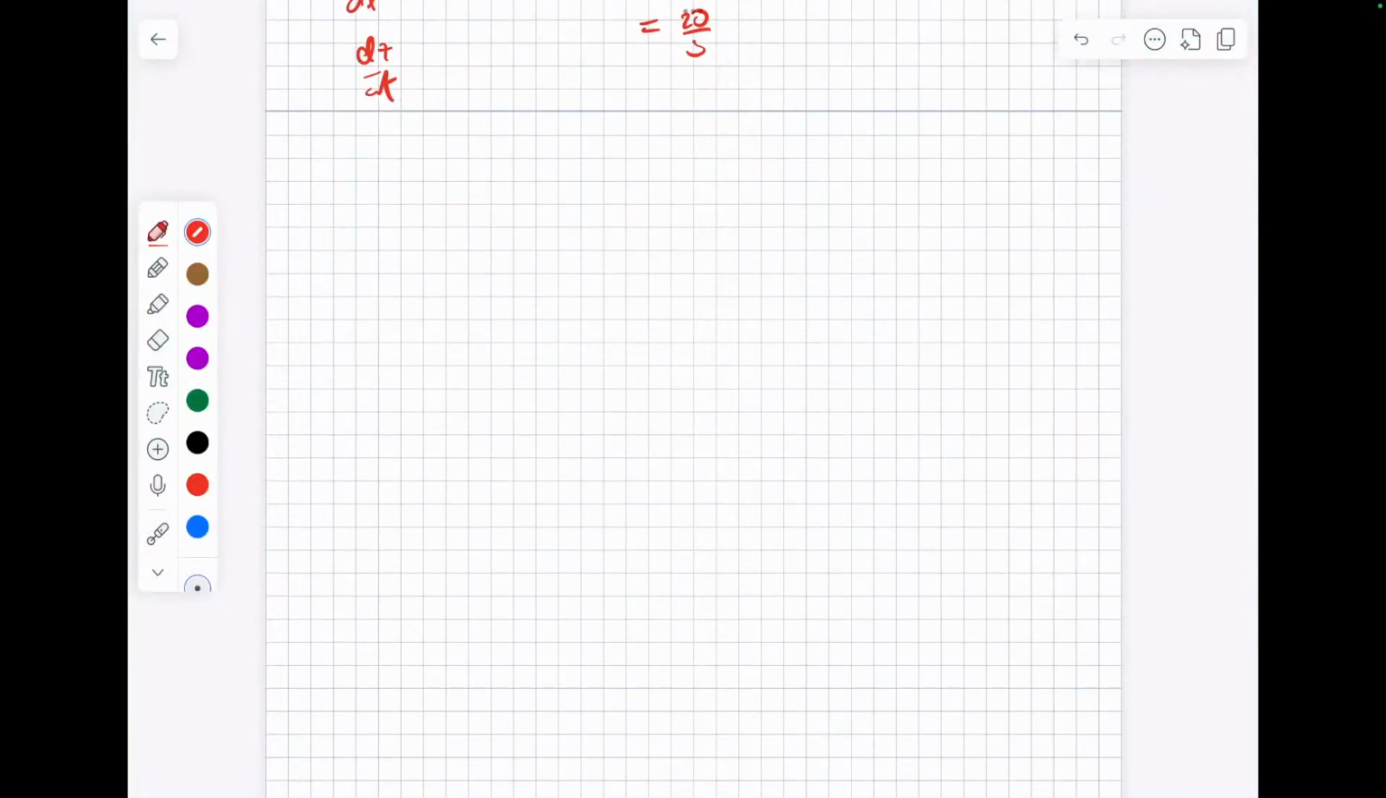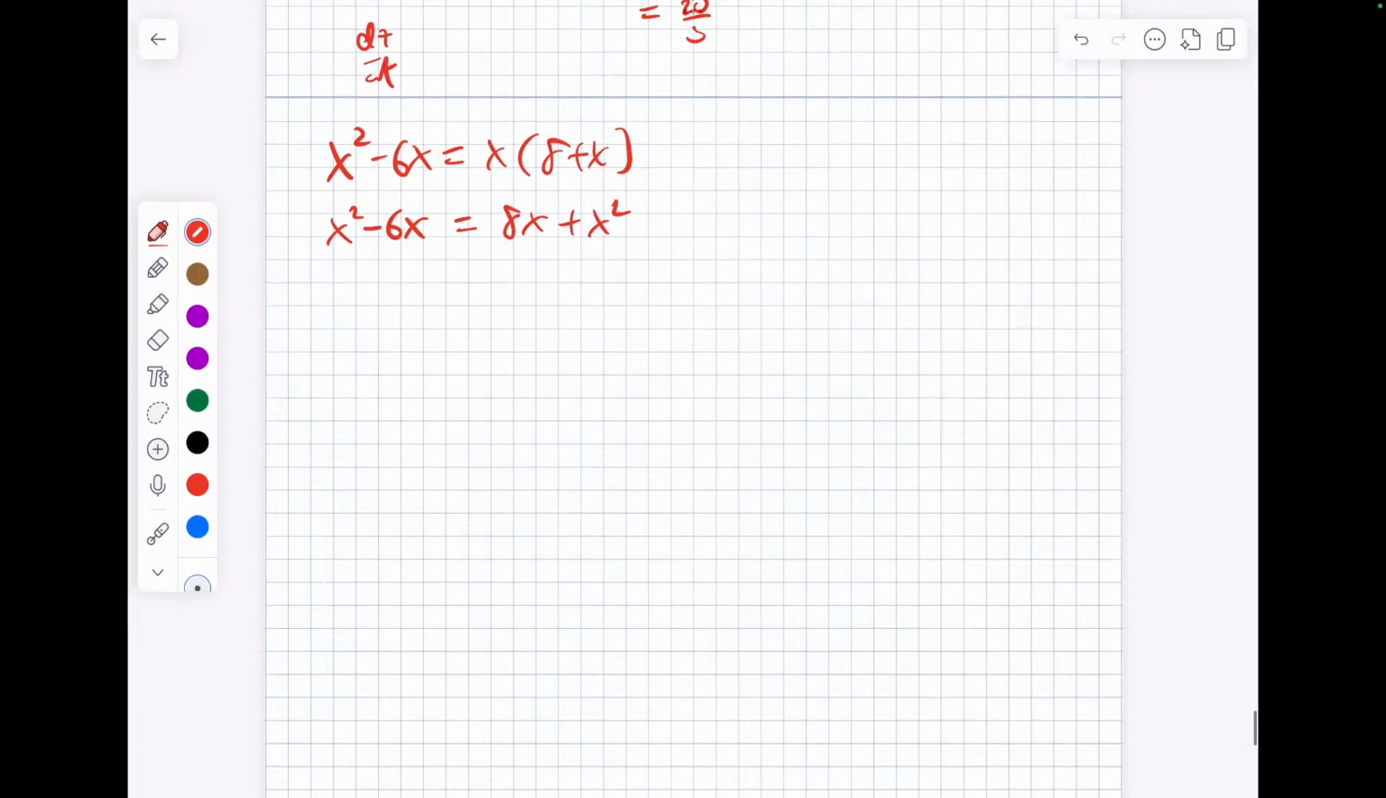Okay, let's start with the 13. It says x squared minus 6x equal to x times 8 plus x. If you distribute this, that's going to give you 8x plus x squared. And if you subtract both sides by x squared, 6x equal to 8x. And if you move it to the other side, it'll be 0 equal to 14x, I think. So x is equal to 0. Okay, that's it. Just solve for it and x is equal to 0.